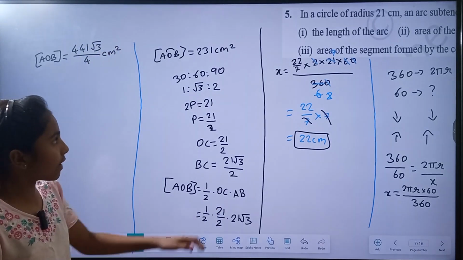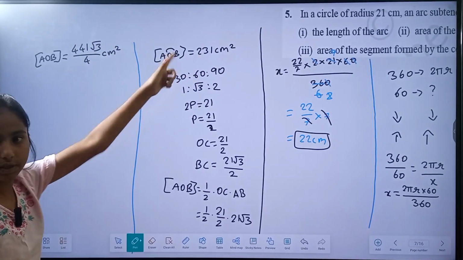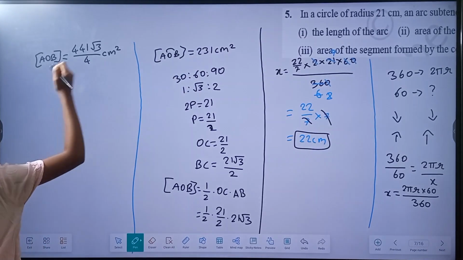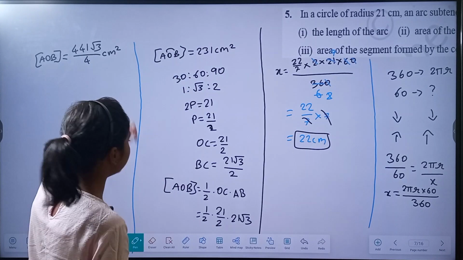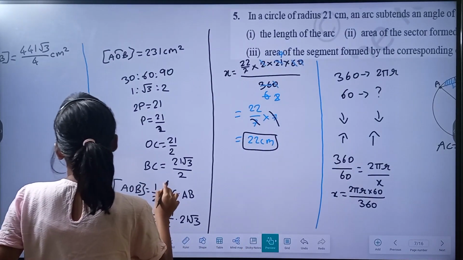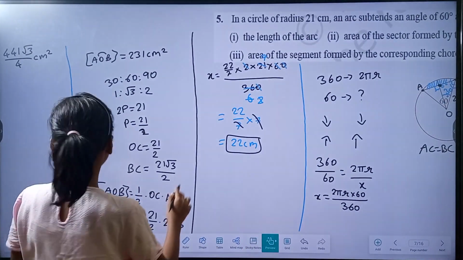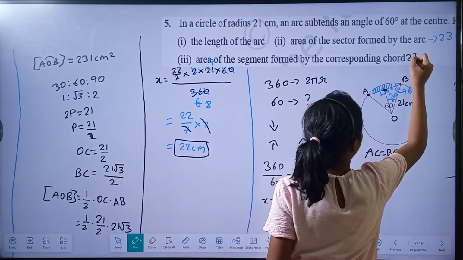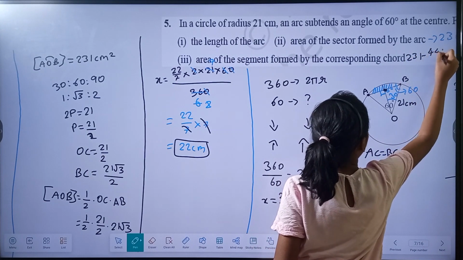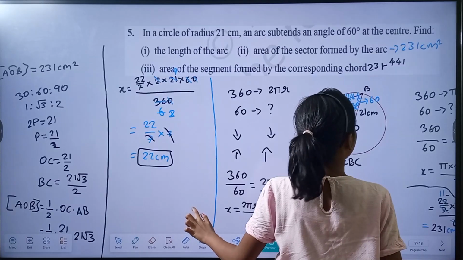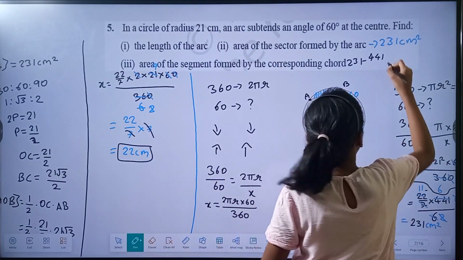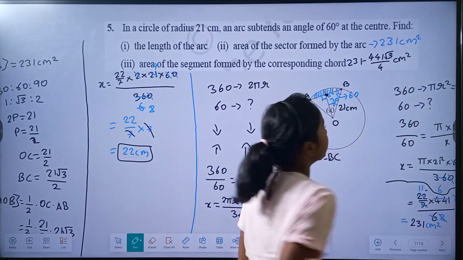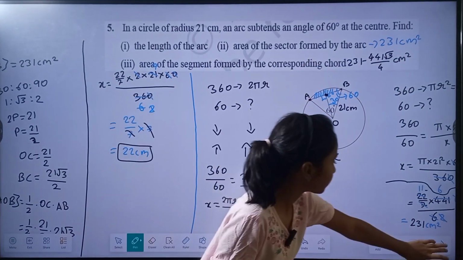So we have the sector area 231. So the area of the segment will be equal to 231 minus this area, 231 minus 441 root 3 by 4 centimeter square. This is the area of the segment.